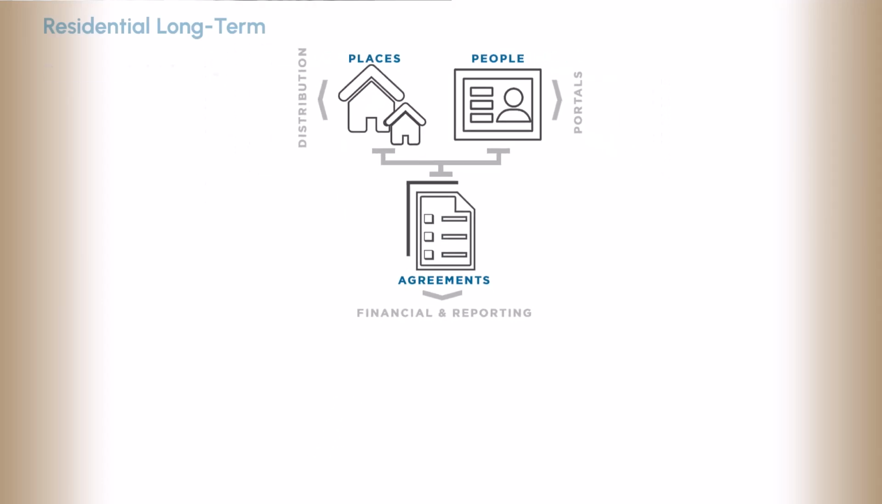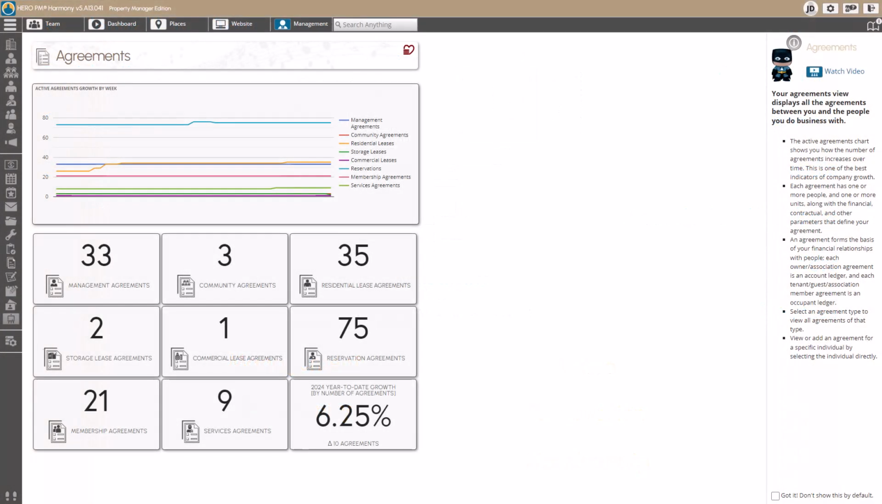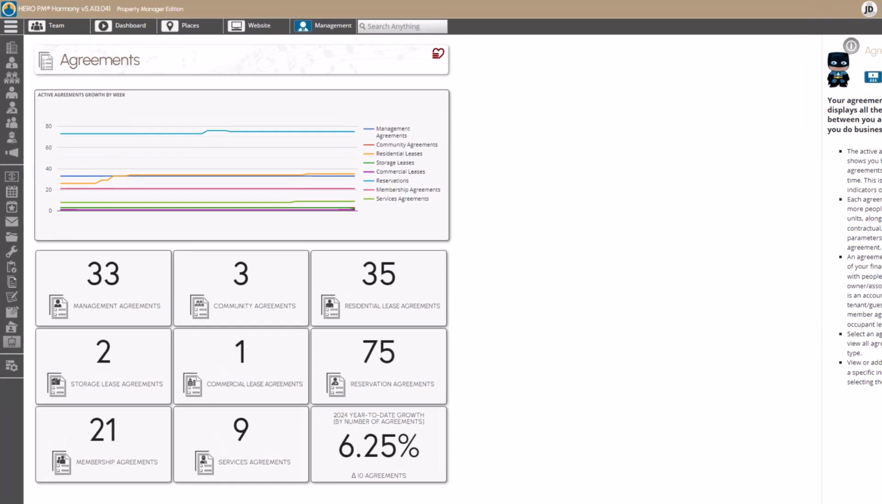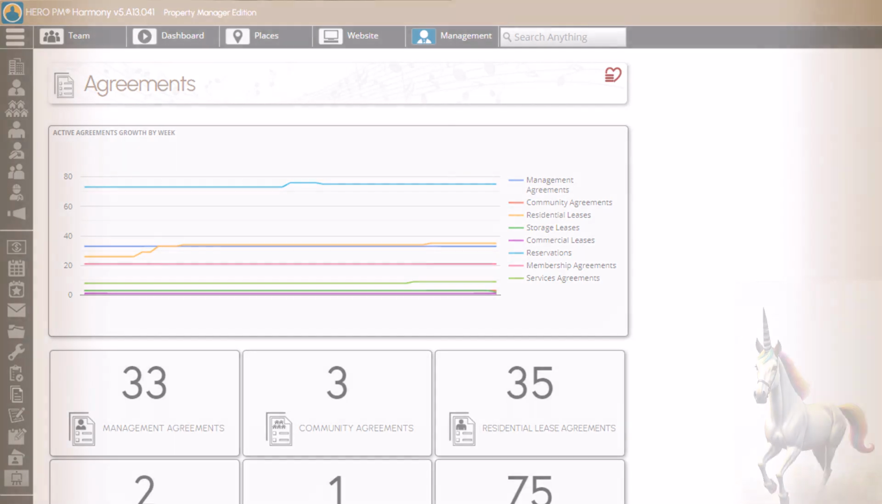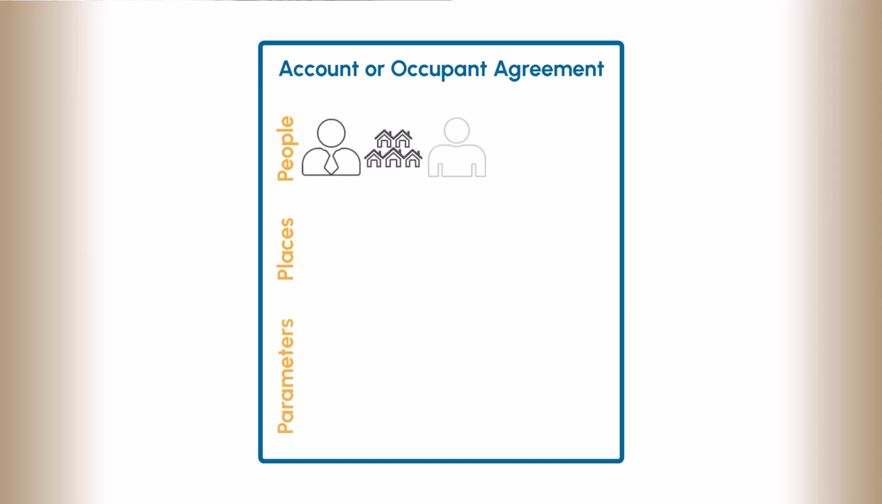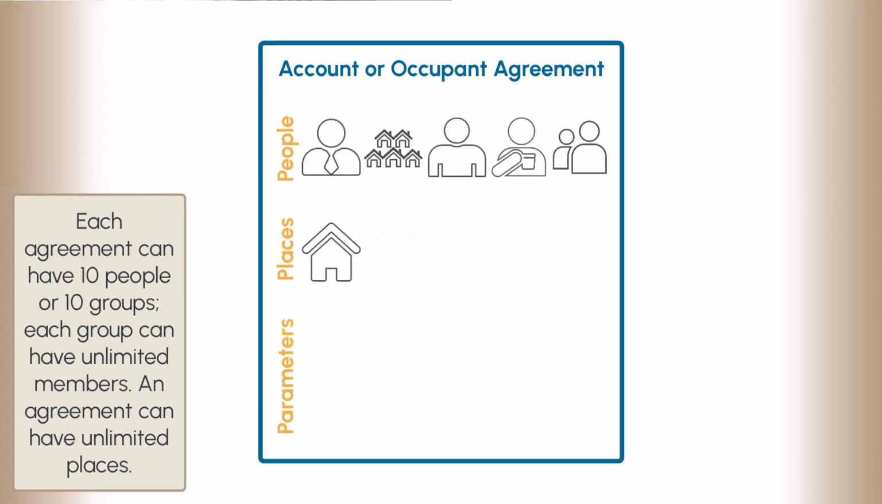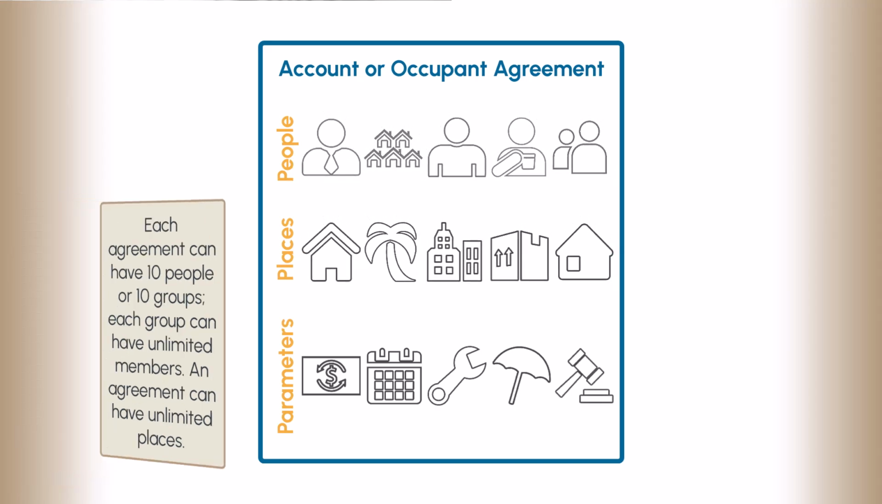As you see, every transaction in your business has some sort of agreement connected to it, either explicitly or implicitly. Thankfully, Harmony handles all this in a smooth, efficient, and effective way, unlike any other software. In Harmony, an account or occupant agreement always includes at least one person, like an owner on a management agreement, or a tenant on a lease agreement, and at least one place, like a unit or a property. However, they can include multiple people in multiple places, if that's what your agreement actually covers.